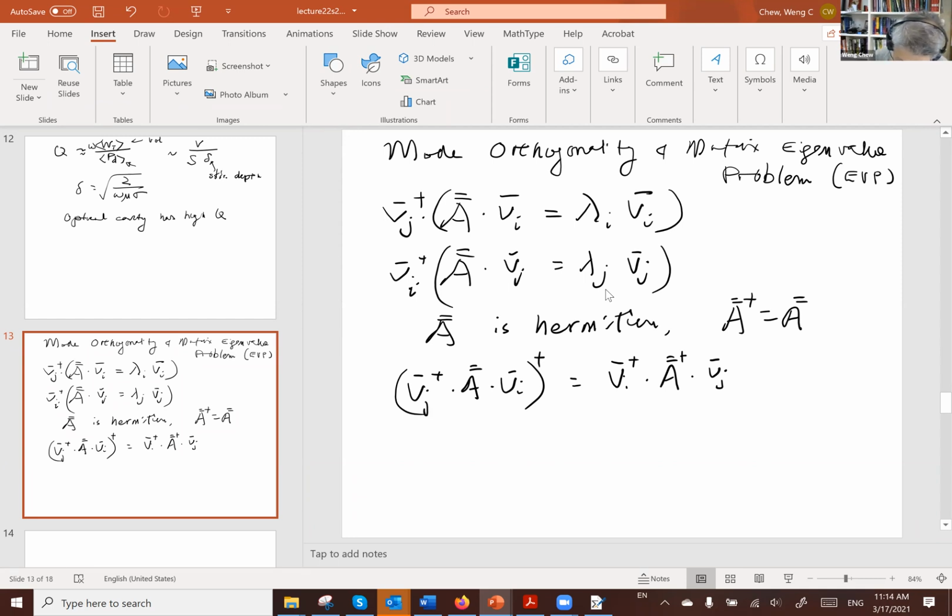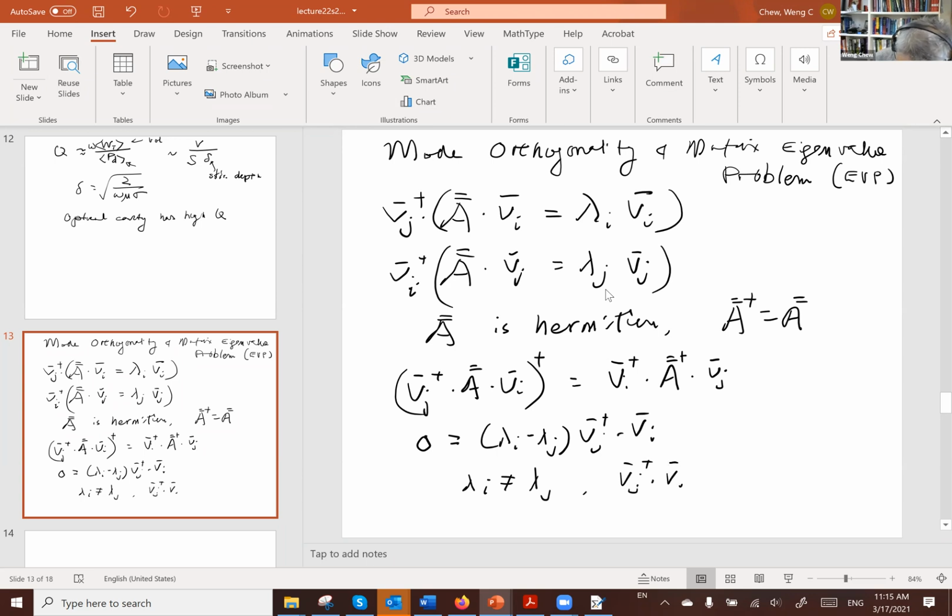Then when you subtract these two equations, you will end up with the fact that, as is often shown in the matrix eigenvalue problem, you get 0 on the left-hand side, (lambda i minus lambda j) Vj conjugate transpose Vi must be equal to 0. And hence, when lambda i is not equal to lambda j, we must have these two eigenvectors orthogonal, with the inner product equal to 0. Or in general, you can say that the right-hand side should be a Kronecker delta function times C, which means that different eigenvectors are orthogonal to each other.